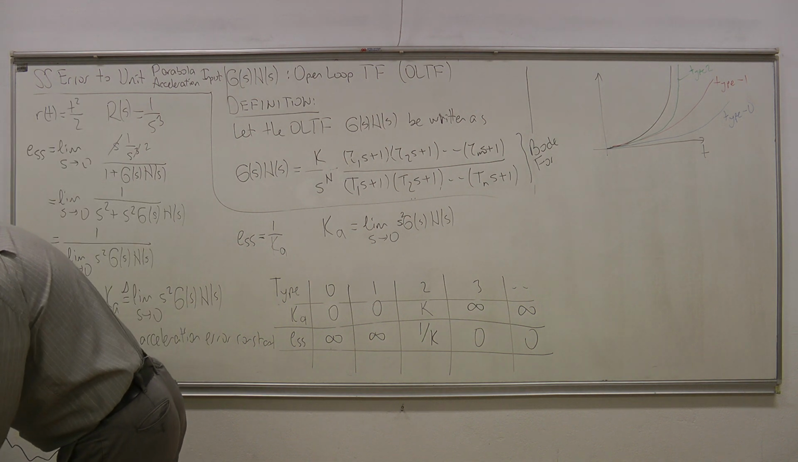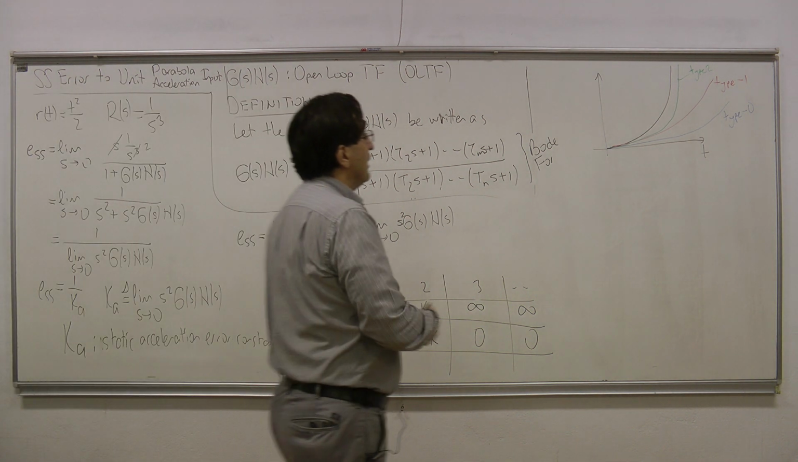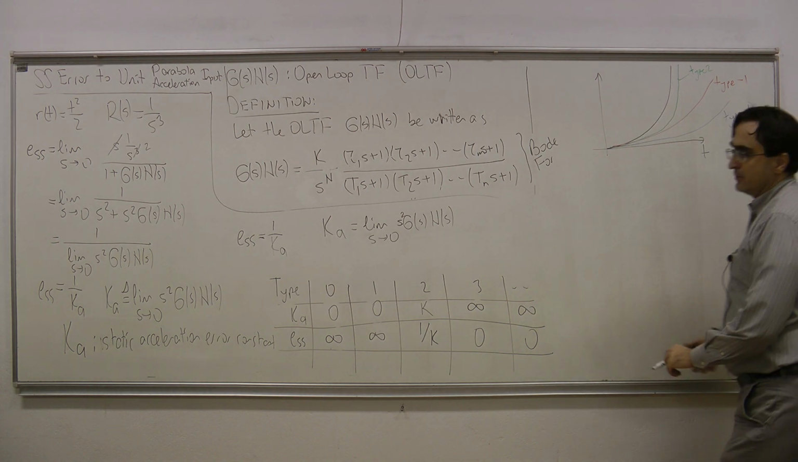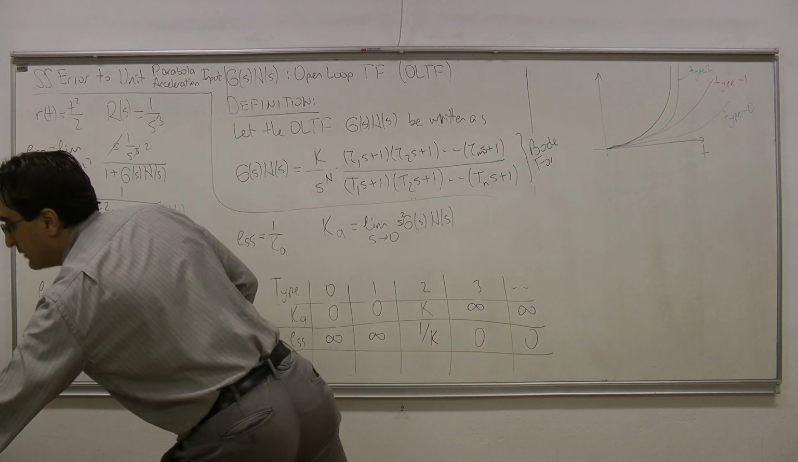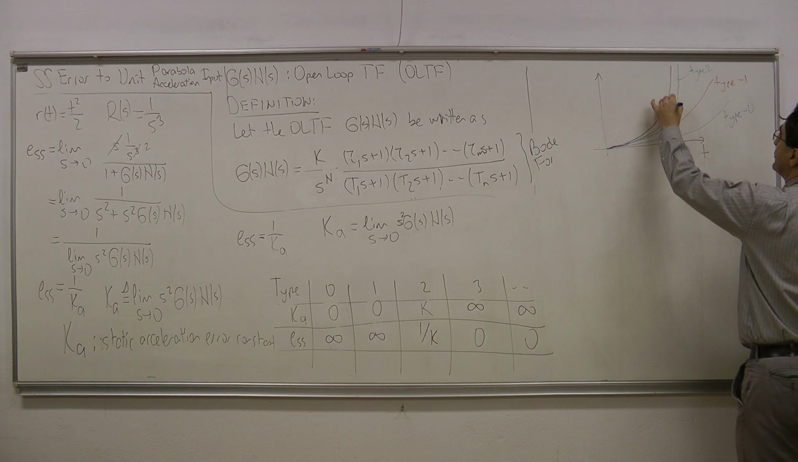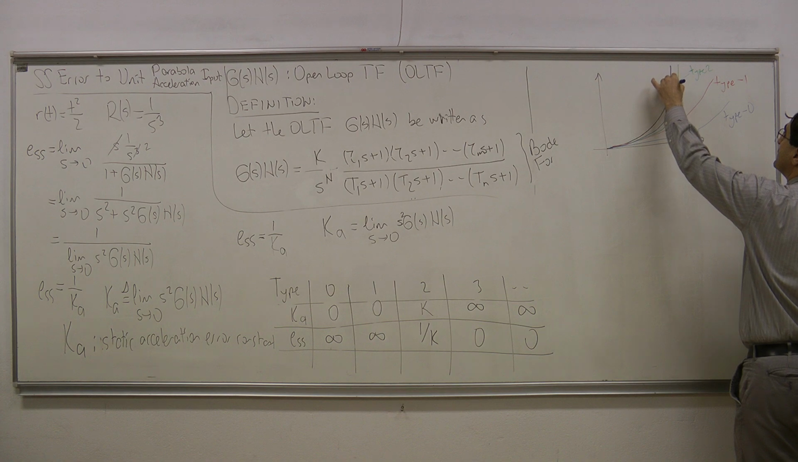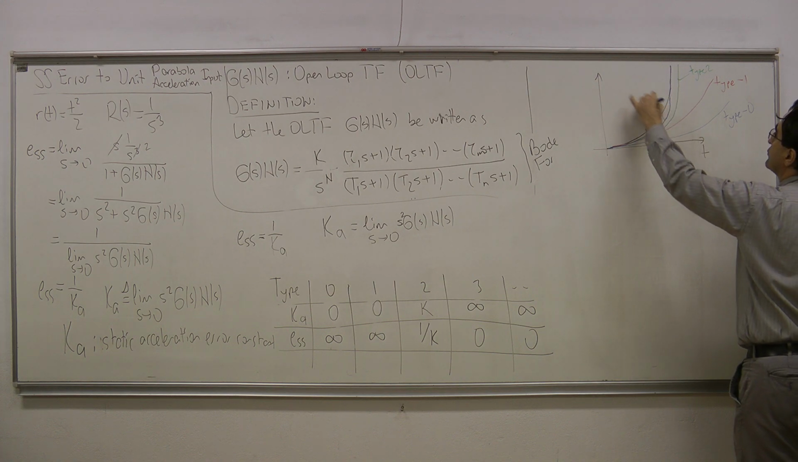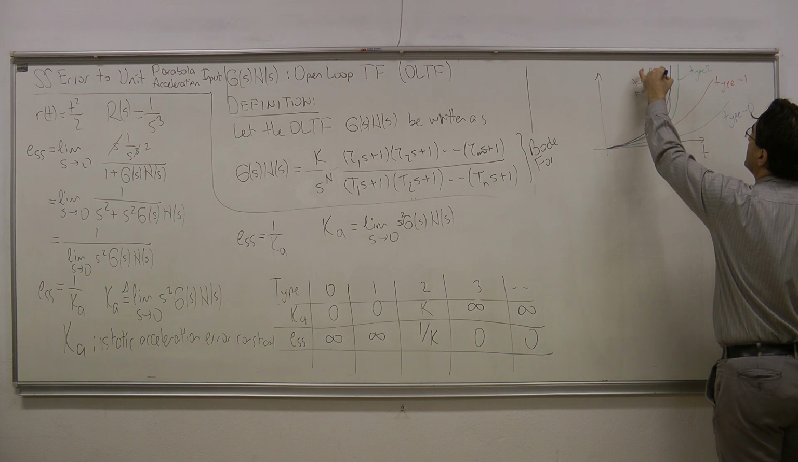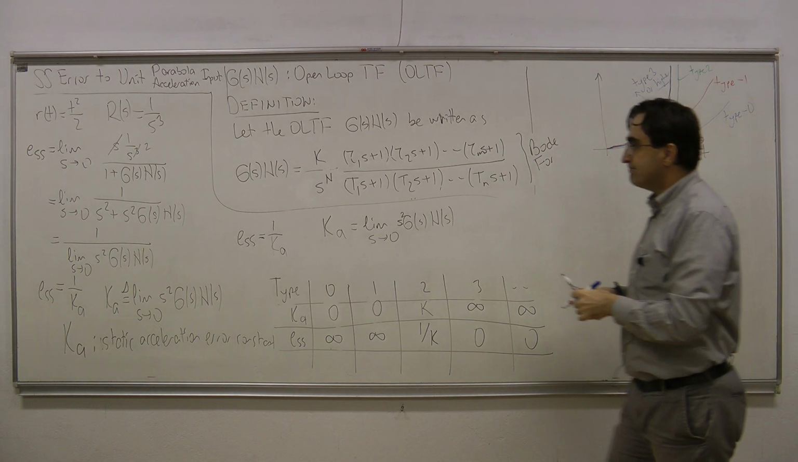And finally, if I want to have a type 3 or higher system, then I would have just perfect convergence to the desired response, okay? So I would have this type of convergence. So this is type 3 or higher, okay?